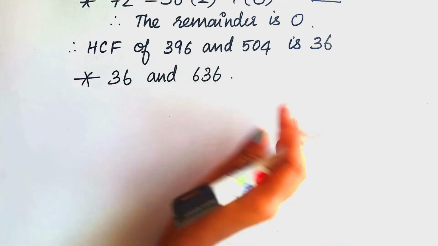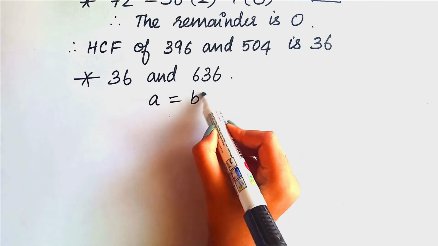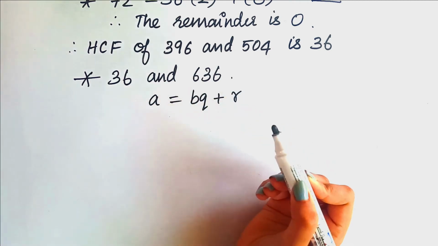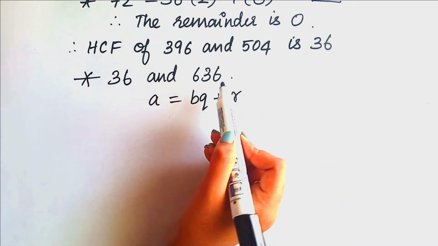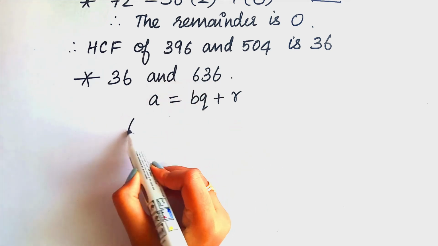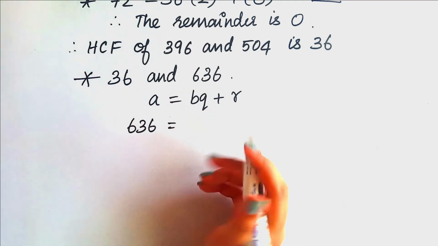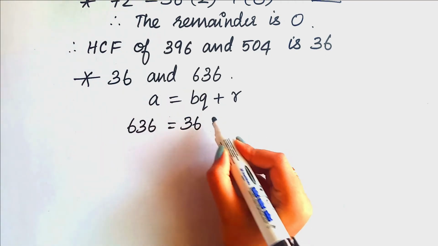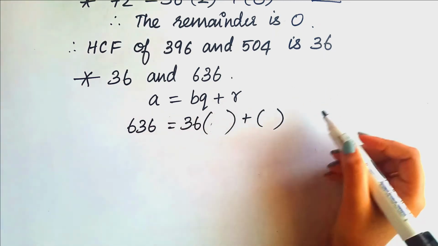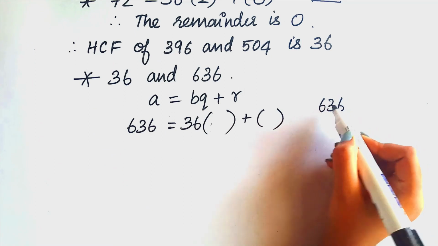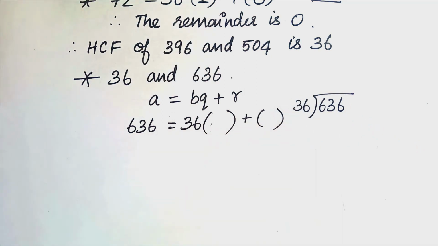Okay, so now we compare the numbers 36 and 636. We already know the formula for Euclid's division lemma, which is A equals B q plus R. Here A is nothing but our biggest number, which is 636. So we are substituting that here, and then B is nothing but our second number, the smallest number, which is 36, and we have to find the quotient and the remainder. Now let's divide. Here 636 is our dividend and 36 is our divisor.